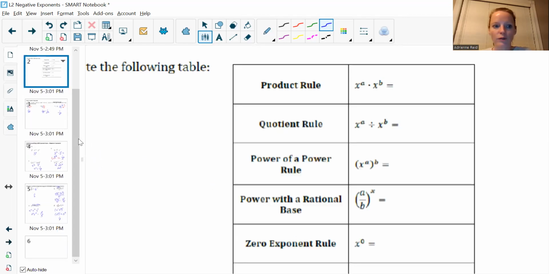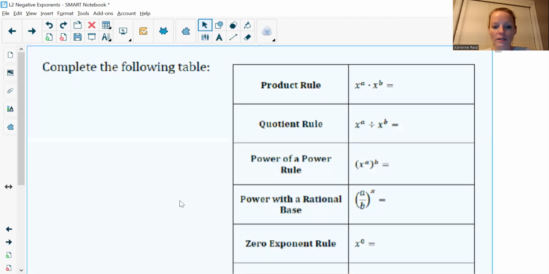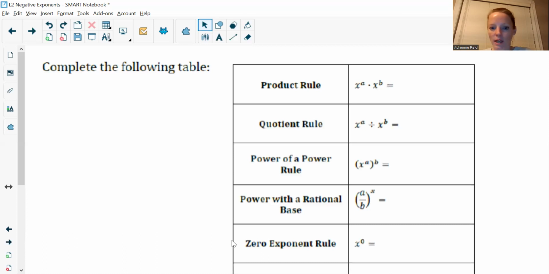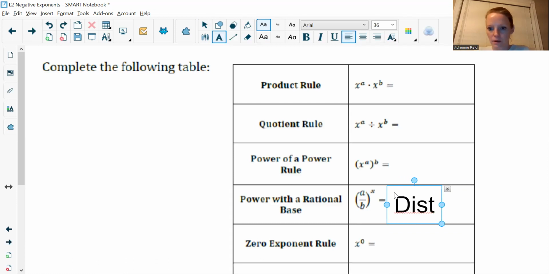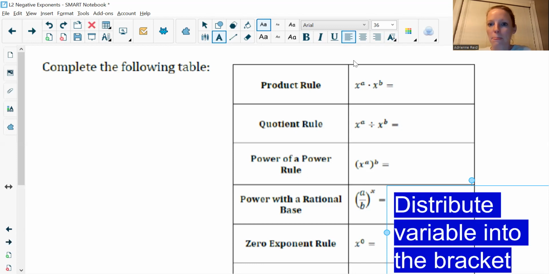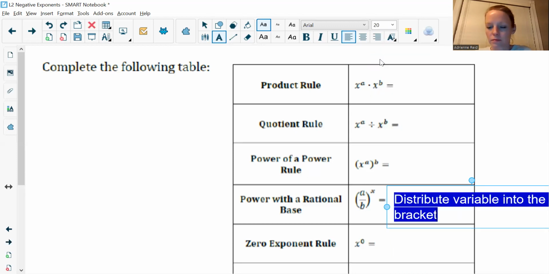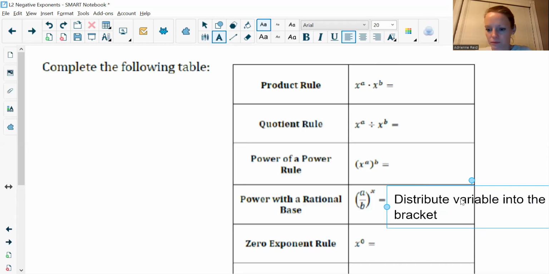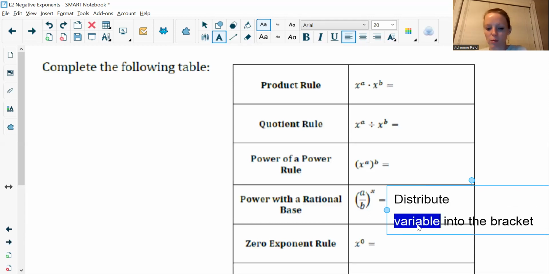If we go back to this table here, you can add in the two components that we didn't have yet in our exponent laws. So for the rational base, it's the same as distribution. You're just going to distribute the exponent into the terms in the bracket. Sorry, not variable, exponent. Sorry about that.